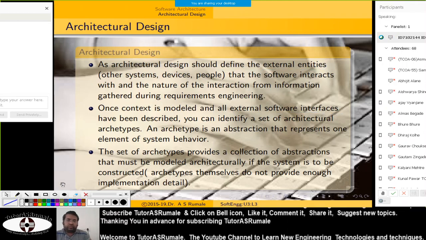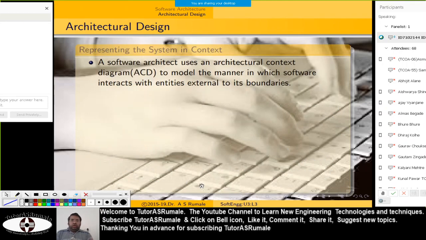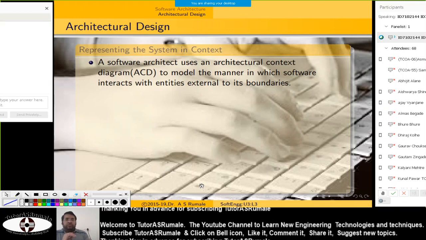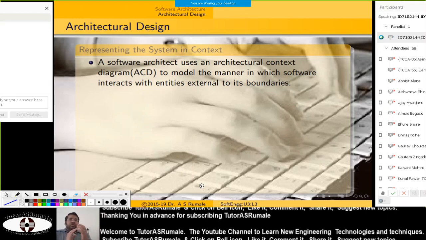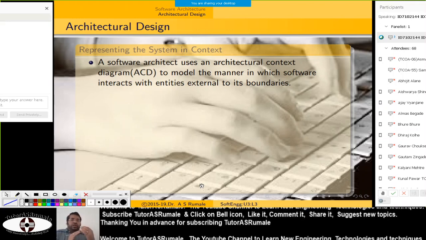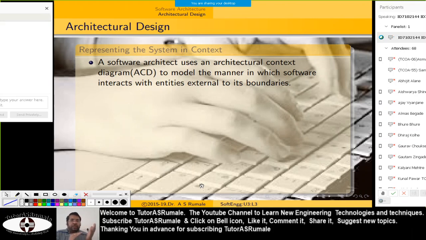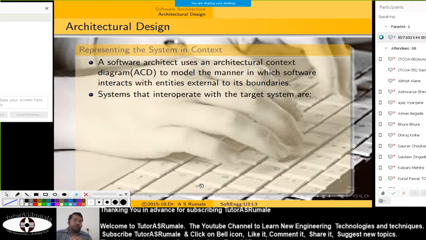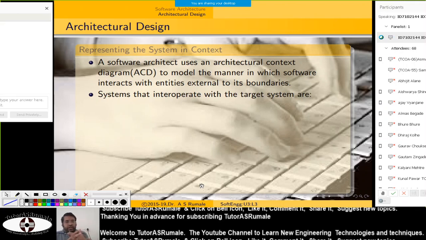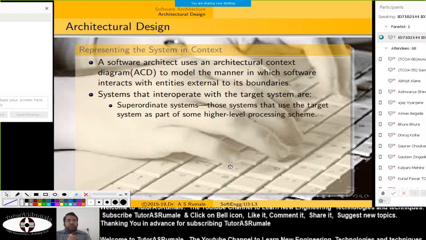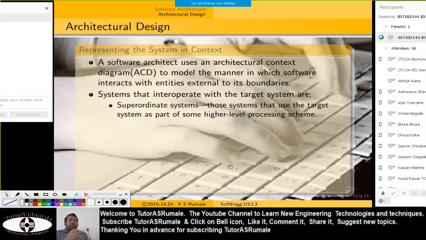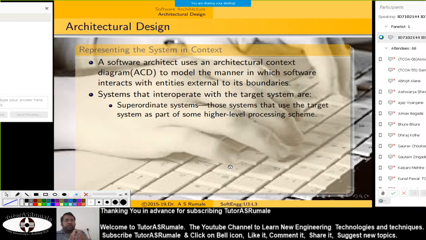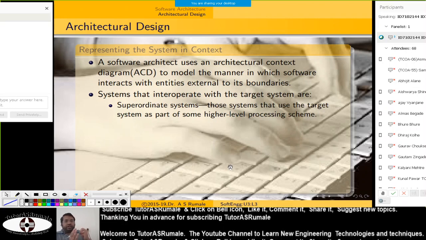Then we have the representation of the systems in context. So you have to go with the architectural context diagram. These are the class diagrams, some life diagrams, and other diagrams. Systems that are interoperating with the target system, and other systems that you have to find. So in this architectural design you have the superordinate system. These are the systems which actually use the target system.